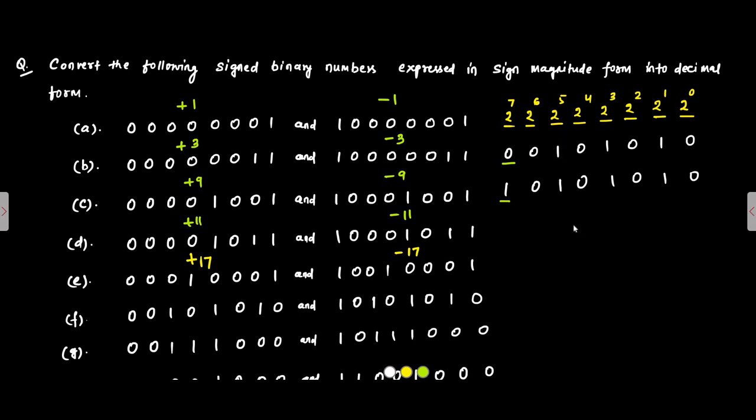Now for weight summation, it is 1 into 2 to the power 5 plus 1 into 2 to the power 3 plus 1 into 2 to the power 1. So it is 32 plus 8 plus 2. So it is equal to 42. So this is plus 42. This is minus 42. Okay. So this one is plus 42, this one is minus 42. Okay, next.